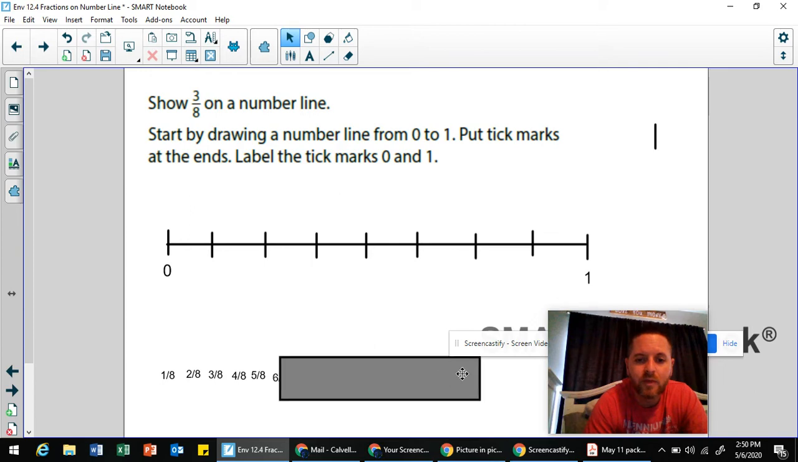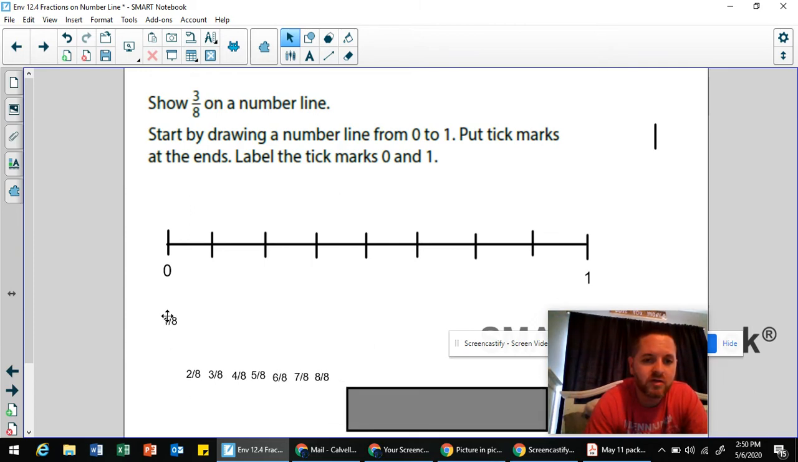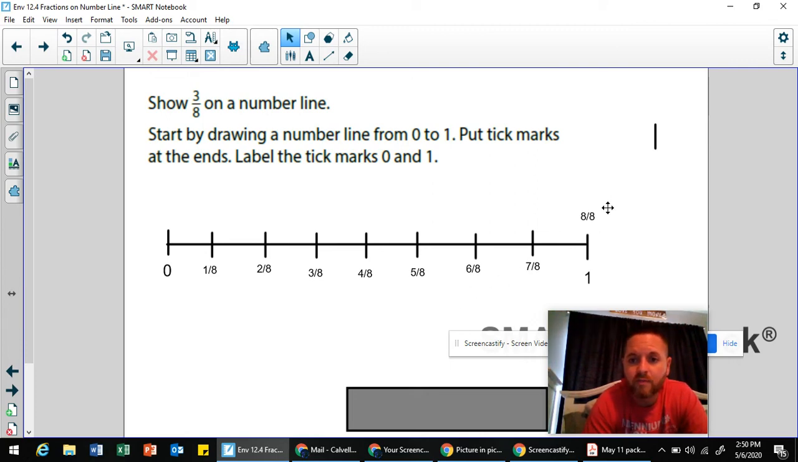Now I need to label each of those tick marks. The first mark after 0 would be 1/8. The next mark would be 2/8. Next, we would have 3/8. Notice our numerator is just going up by 1 each time, and my denominator is staying the same. 4/8, well, 4 is half of 8, so this is equivalent to 1/2. Notice this is the mark that splits the whole number line in half. And we have 5/8, 6/8, 7/8, and then 8/8. Remember, if your numerator and denominator are the same, that is always equivalent to 1 whole.